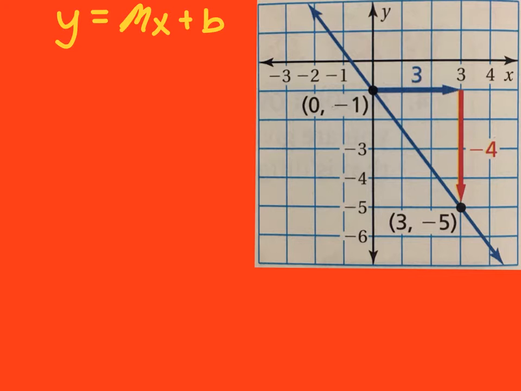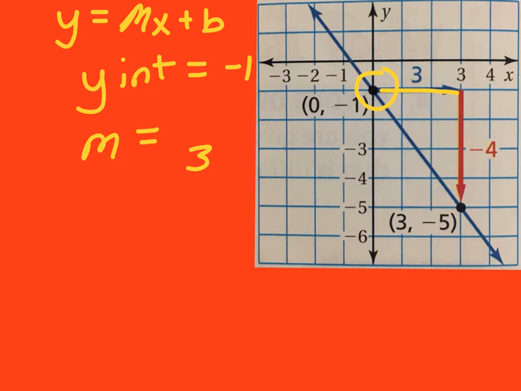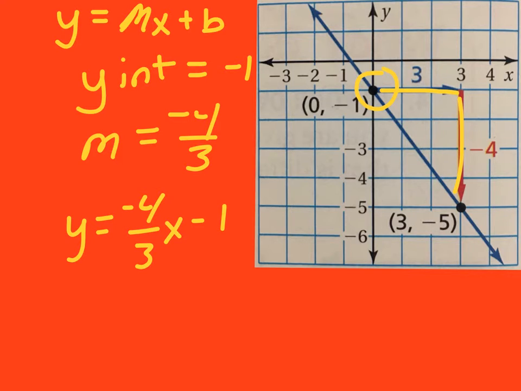All right, I'm going to walk through this one and I'm going to solve it. The y-intercept, I look, it's a -1. My slope is going to be working left to right. My run is 3. My rise is down 4, so -4. So just putting this into slope-intercept form, -4 over 3x, and my y-intercept was -1. That should be our answer right there.